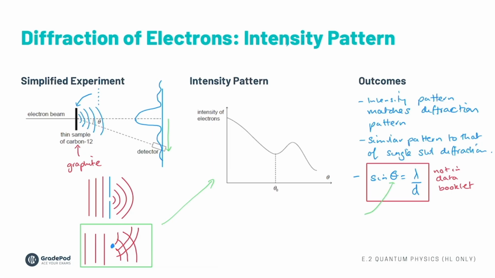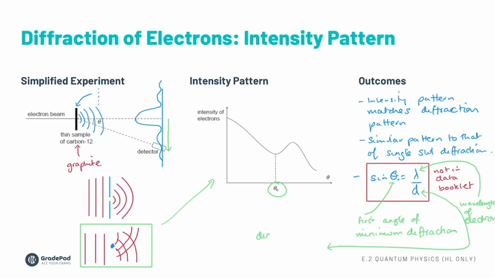Well, theta is the first angle of minimum diffraction. That's this angle here. Lambda is the wavelength of the electron. And d is the diameter of the nucleus. So in theory, if we can find out the wavelength of an electron and we can analyse the intensity pattern, we can work out how big a nucleus is by a simple experiment.